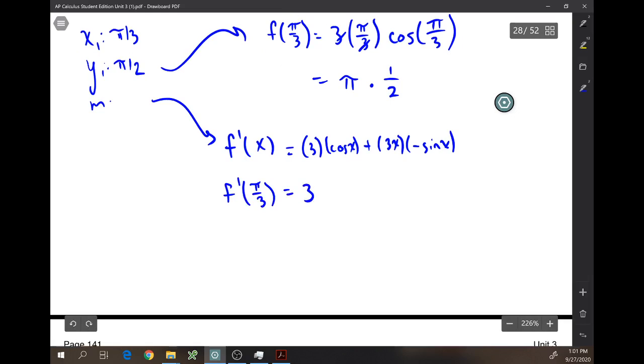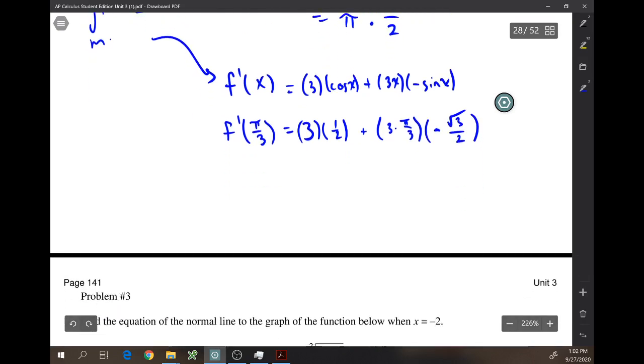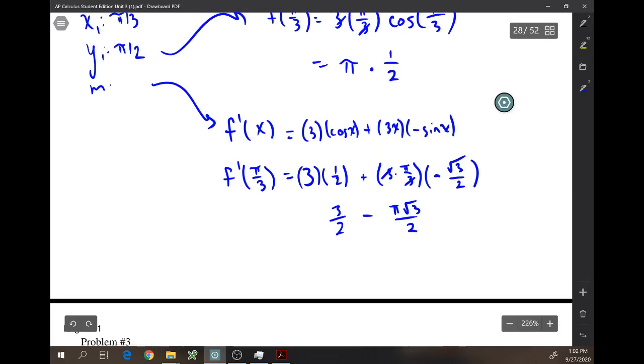So this is 3. We already said that cosine of pi over 3 was 1/2. Then plus 3 times pi over 3. Sine of pi over 3 is going to be square root of 3 over 2, but there's a negative symbol there, so it's the negative square root of 3 over 2. So those are going to cancel out, and we end up with 3/2. I'm going to move the negative sign to the front, so minus pi square root of 3 over 2. And we can just write 3 over 2 minus pi square root of 3 over 2 as our m.